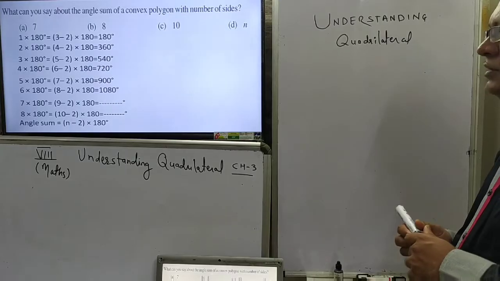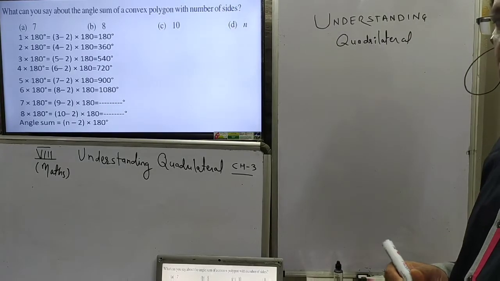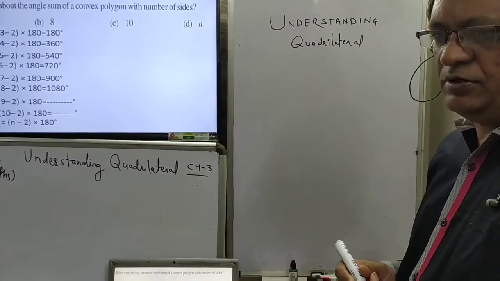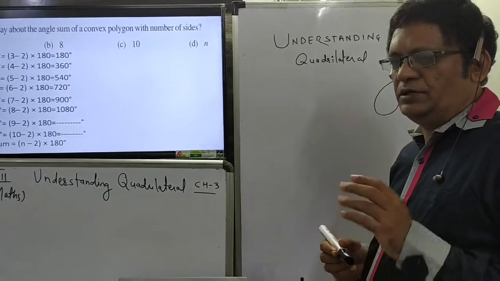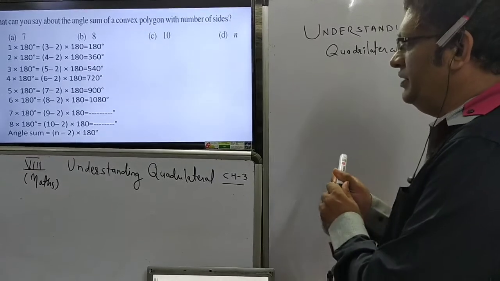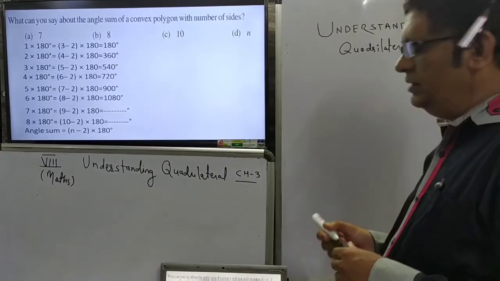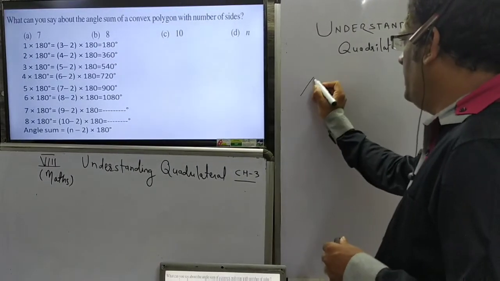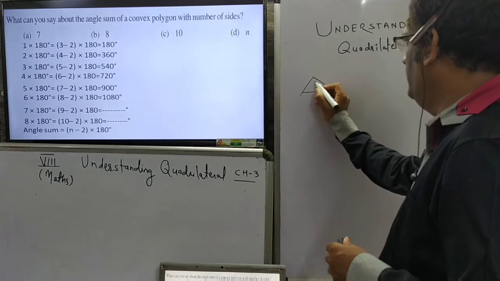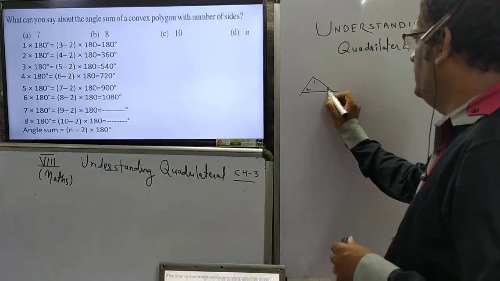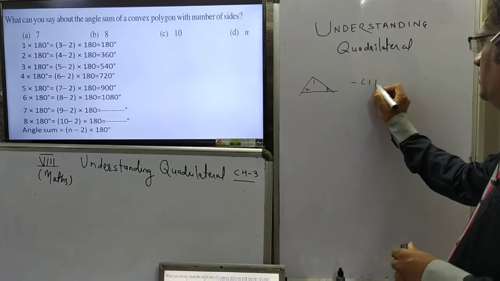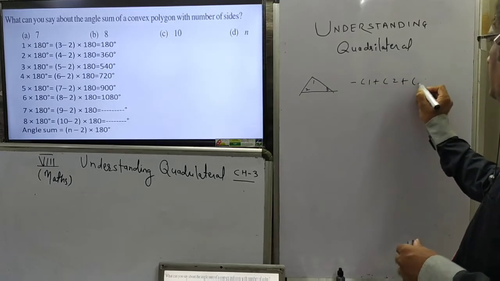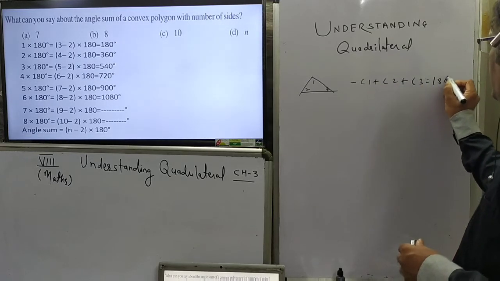In the previous part, we have already seen the angle sum property of a polygon, how to obtain it using a single triangle. Let us review it and then continue with this problem. You know that the sum of angles of a triangle equals 180 degrees. This angle 1 plus 2 plus 3. The angle sum of these 3 is angle 1 plus angle 2 plus angle 3, that is equal to 180 degrees.